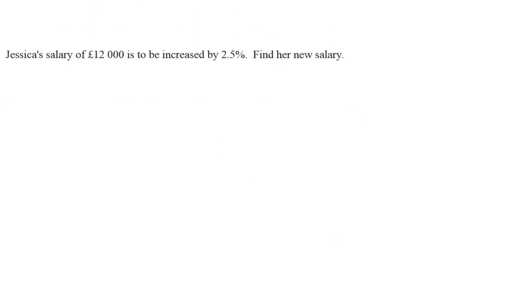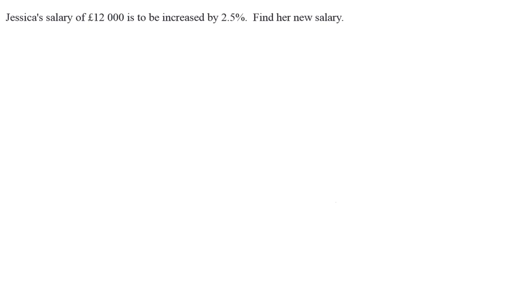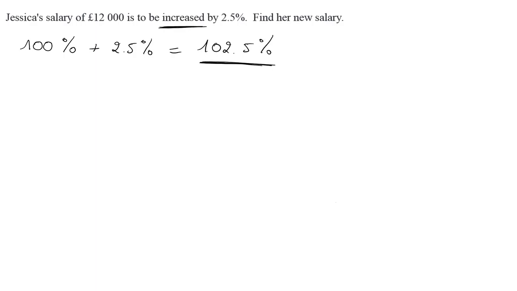Next up is an increase question. Jessica's salary of £12,000 is to be increased by 2.5%. You have to find her new salary. Okay, we know that it's going to be increased by 2.5%. That means that her original salary, the original £12,000, so that is your 100%, is going to be increased by 2.5. So from 100%, you're actually going to add 2.5%, and you'll get 102.5%. So now her new salary is going to be 102.5% of 12,000.